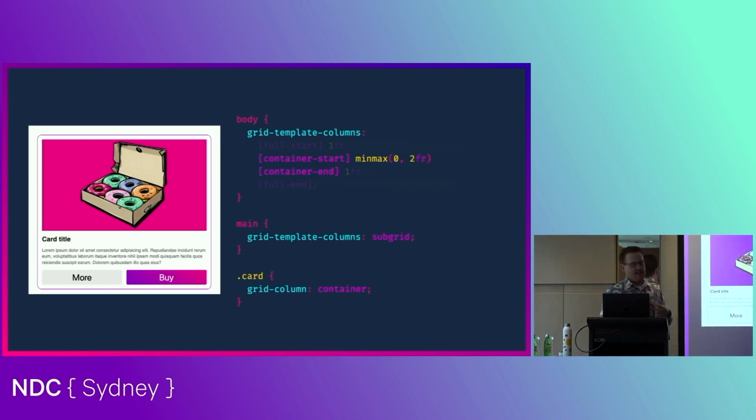You inherit sort of everything from that except for line numbers. So when you define named areas in a grid, so we have container start and we define that, and container end, we pull that down into main with subgrid, and then our card, which is inside of main, says grid column container. So we can even refer to the named areas within our grid as well.